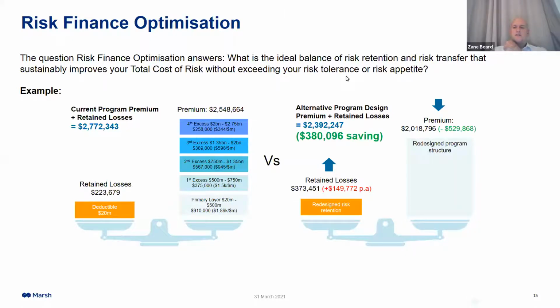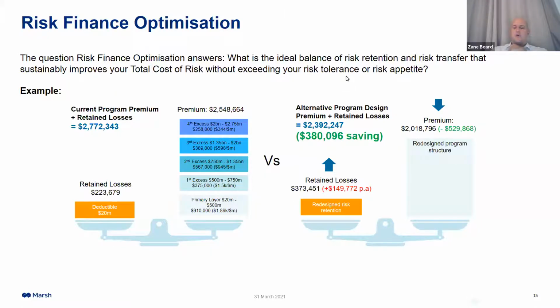And we modeled out and identified a new program structure that increased the amount of risk that they were retaining, a different deductible structure, and reduced their premium down. And so by retaining more losses, we modeled out what those retained losses would look like on an average annualized basis, compared that with the premium saving, and the net result was a $380,000 saving per year.